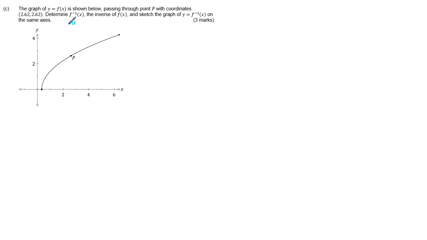The graph of y equals f of x is shown below, and remember f of x was the square root of 3x minus 1. We want to determine the inverse and then sketch that on the axes below. We're told this point here is 2.62, 2.62. The actual values don't matter, other than the fact that it's telling us that that point there is on the line y equals x. So let's just pop that on there, and we'll come back and we'll sketch shortly.